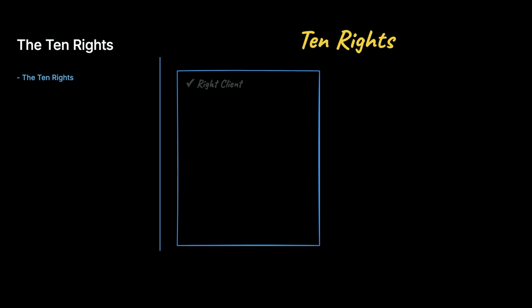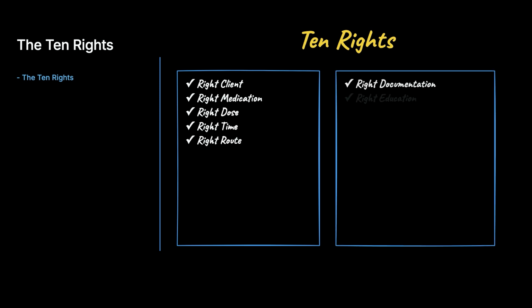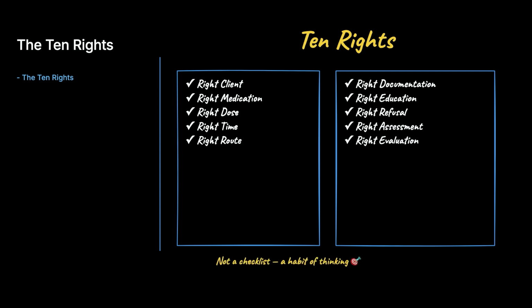Now we arrive at the rights of safe medication administration, the heart of protecting your clients. ATI lists 10 rights to verify every time. They are the right client, medication, dose, time, route, documentation, education, refusal, assessment, and evaluation. These rights are not just a checklist. They are a habit of thinking that prevents harm to real people.